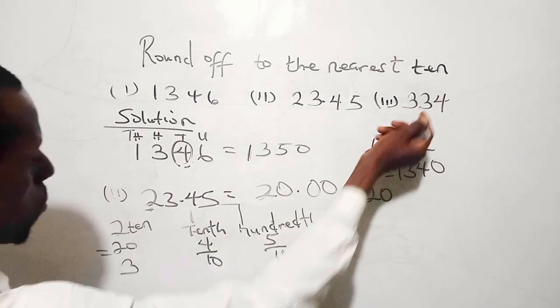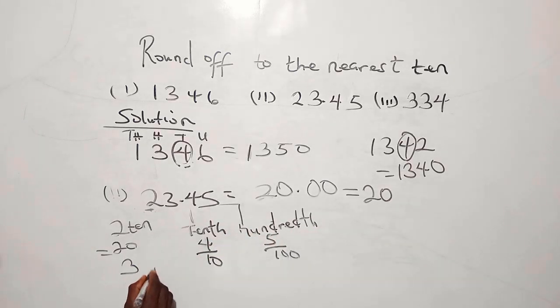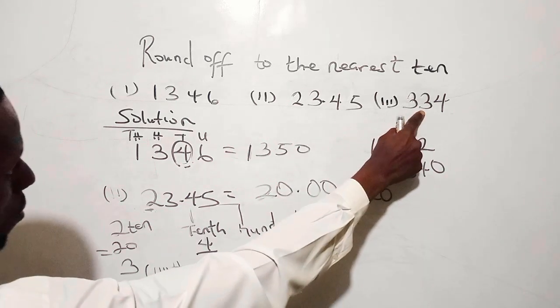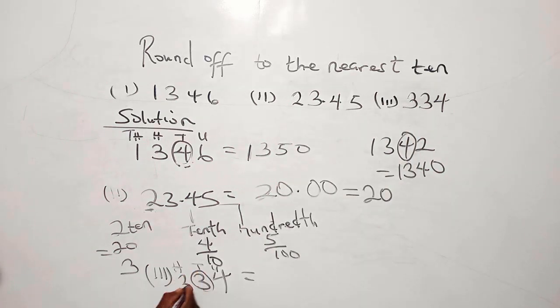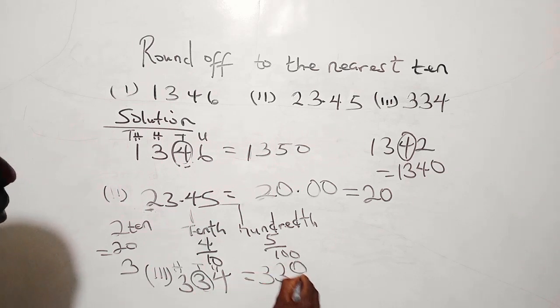And for the third one, we are having 334. So we have to round to the nearest 10. Let us identify the position of all these individual digits. For 3, we have hundreds, tens, and units. Since we are working with the tens position, we are not to round up because the next digit is not up to 5. So here we have 330.